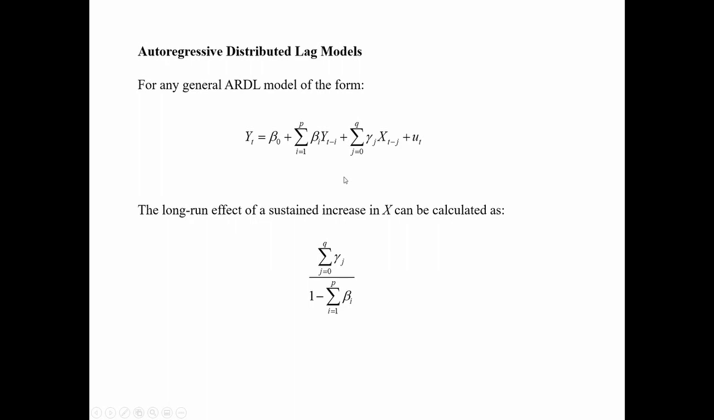The long run effect of a sustained increase in the X variable can be calculated by taking the sum of the gamma coefficients and dividing by 1 minus the sum of the beta coefficients. So we've got the sum from j equals 0 to q of gamma_j divided by 1 minus the sum from i equals 1 to p of beta_i. Okay, that would give us the long run effect for the general case.